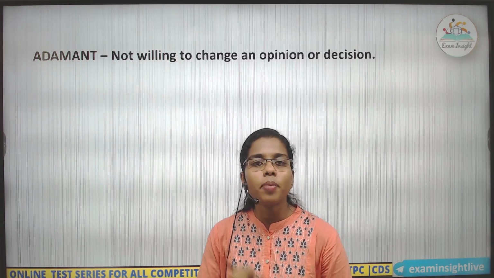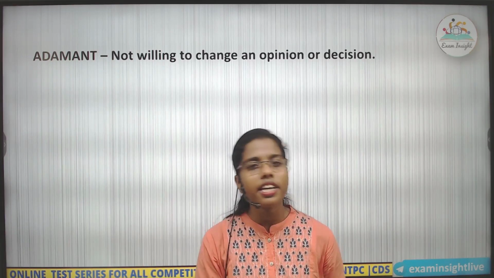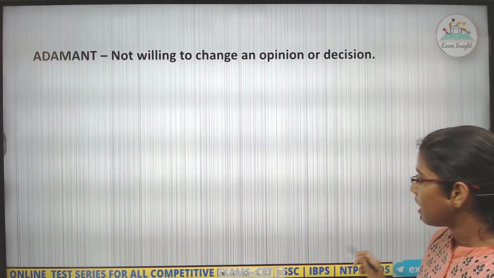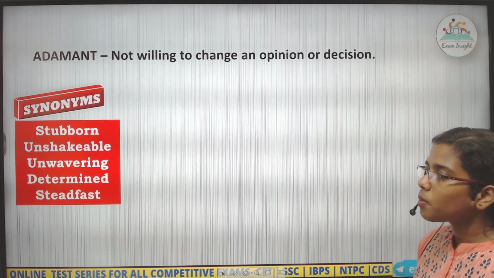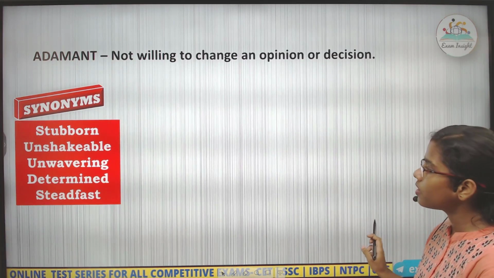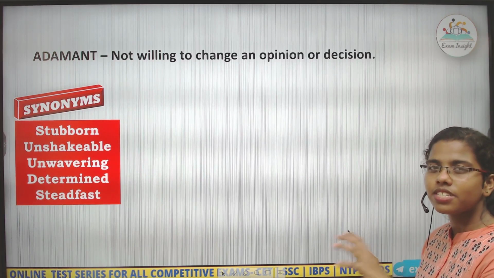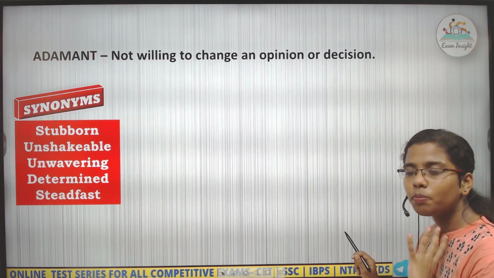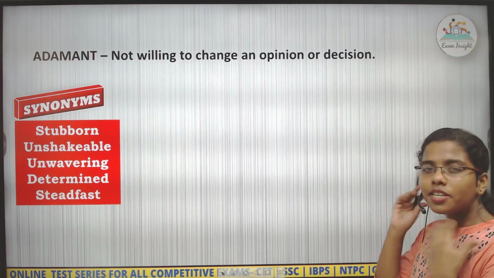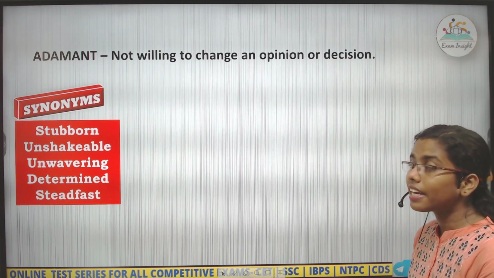मतलब एक ही बात पर अड़े रहने को बोलते हैं adamant. अगर मैंने ये डिसीजन लिया है तो मैं यही करूँगी, दूसरों का नहीं सुनूंगी, तो ये है adamant. ठीक है, let's see the synonyms for it. Stubborn, unshakable, unwavering, determined, steadfast. Stubborn is used in a negative manner. Like if I say a person is stubborn, which means I am depicting that person in a negative manner. That person is not accepting my ideologies. He is sticking to his own ideologies. So stubborn is used in a negative form.